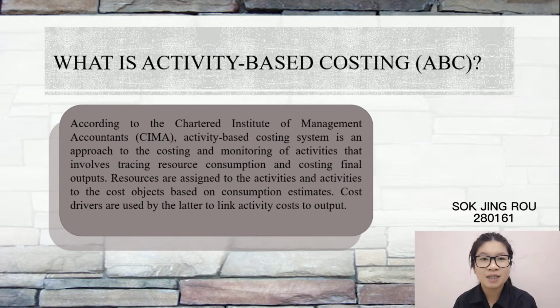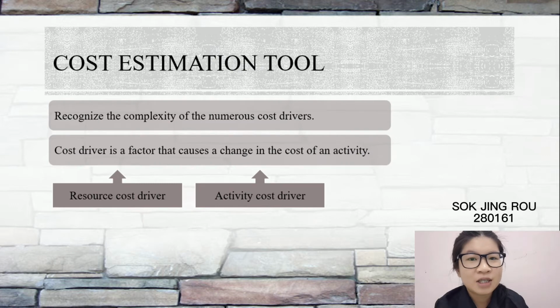Activity-based costing is used in target costing, product line profitability analysis, customer profitability analysis, and service pricing. This costing system is usually used to get a better understanding of costs and allow organizations to develop a more appropriate pricing strategy. Activity-based costing is a cost estimation tool for business.